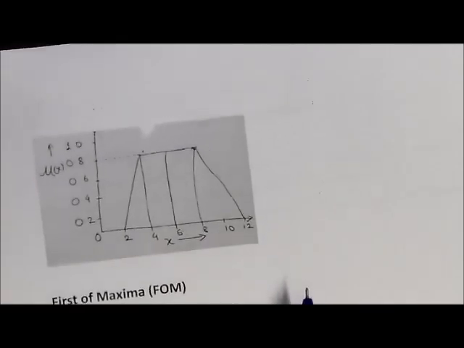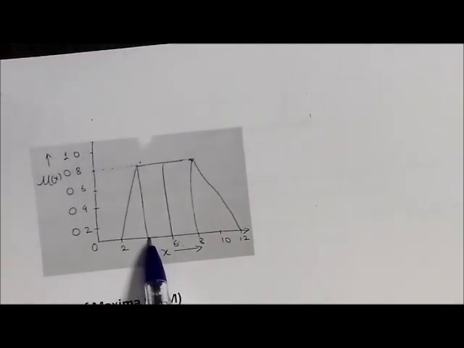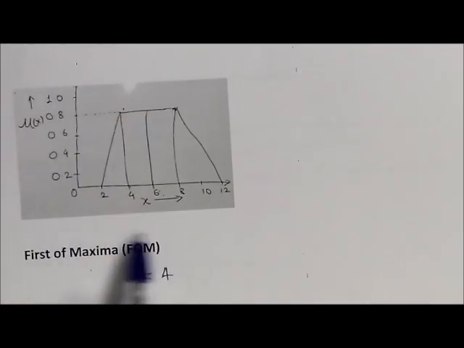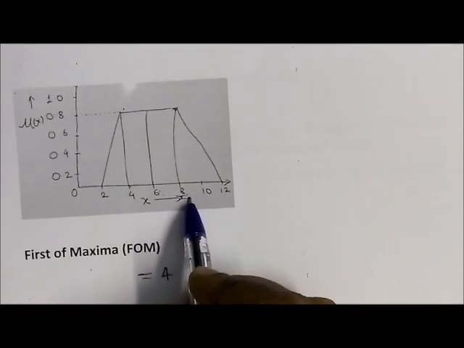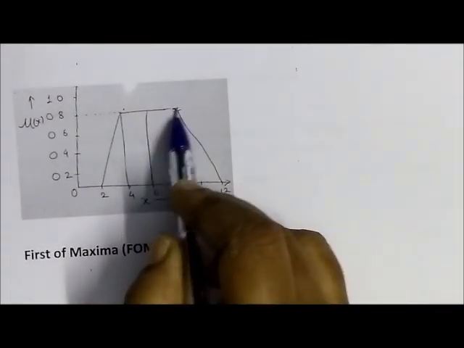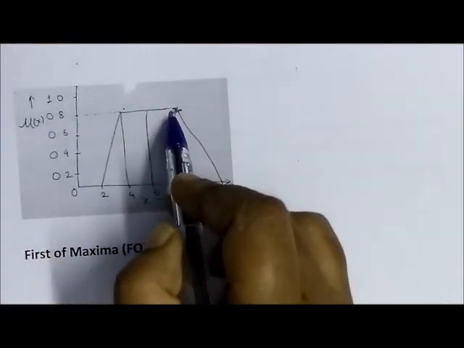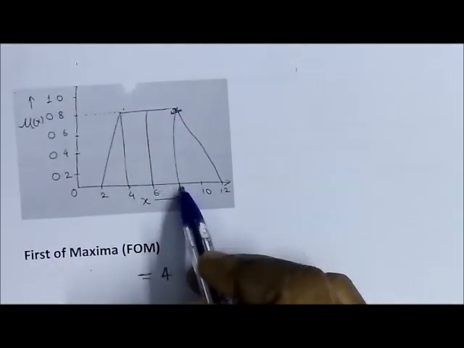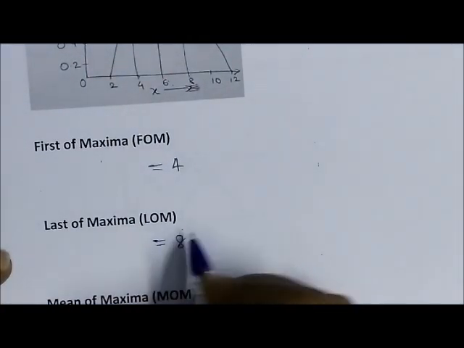See here, the first of maxima is 4. So the value here is 4. And the last of maxima is the last value, 8. This gives the maximum value, the membership function is 0.8 and here it is given as 8. So the last of maxima will be 8.